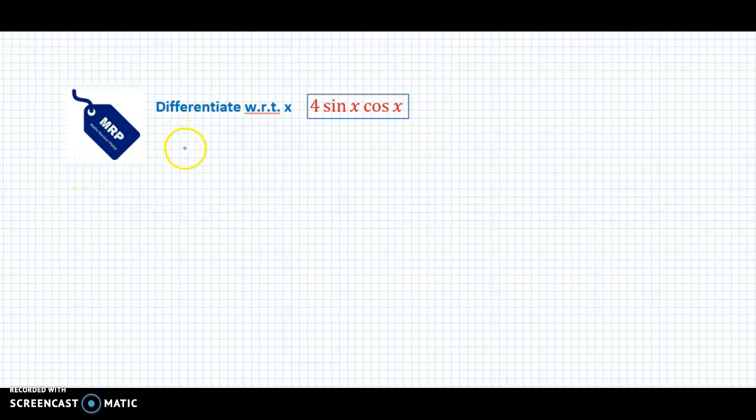Hello and welcome back. We now take an example from derivatives. The question is: differentiate with respect to x the following function. The function given here is 4 times sin x into cos x. So let us name this function as y. Let y be equal to 4 times sin x into cos x.